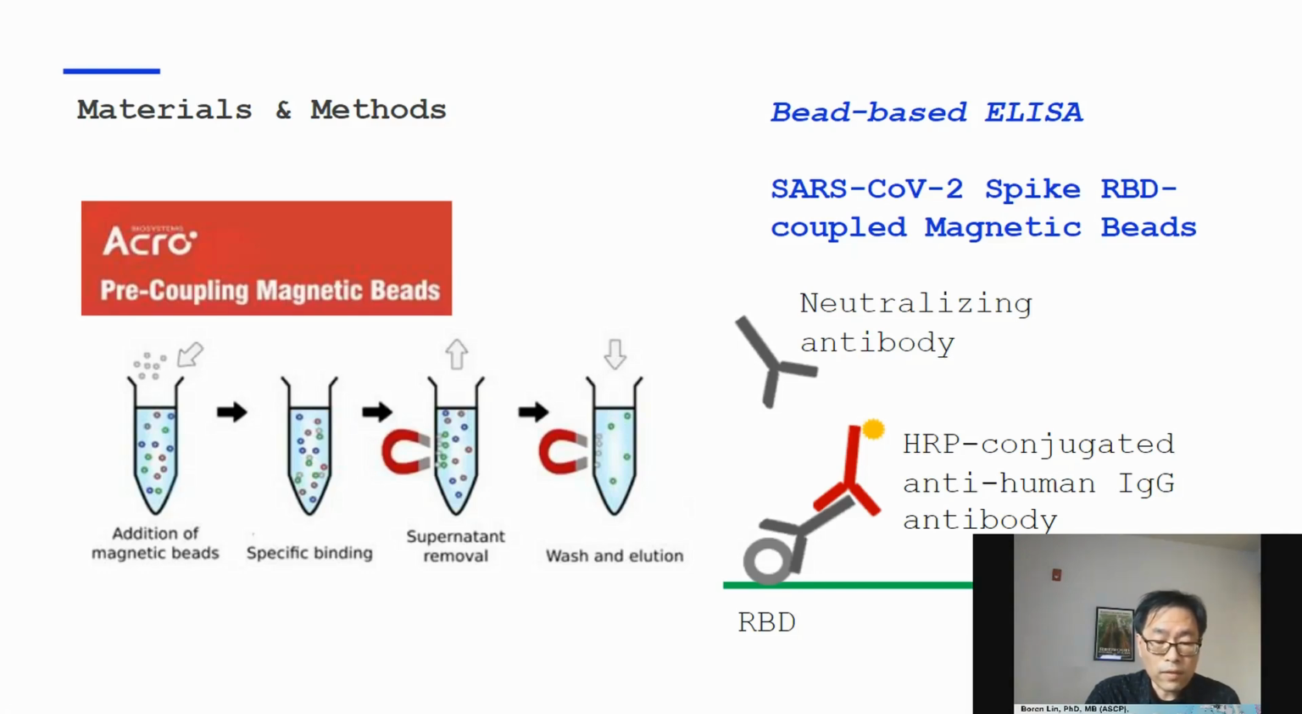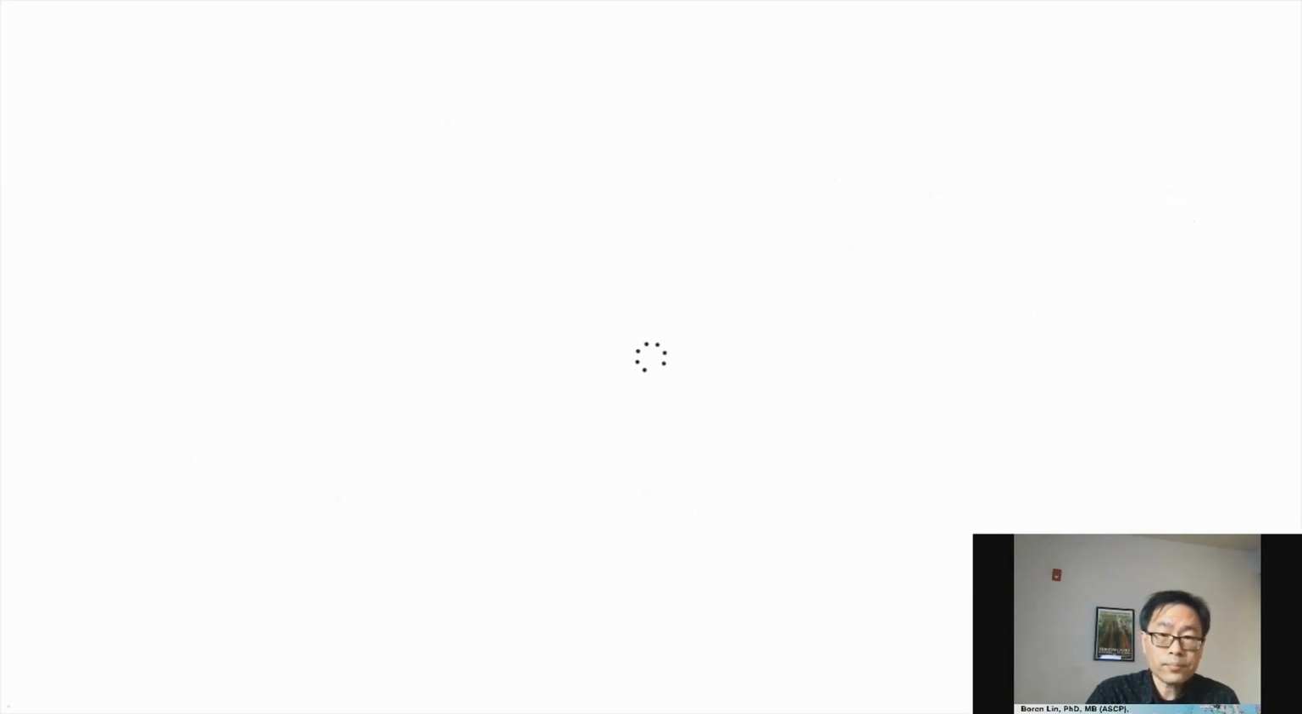signal development. And during the washing steps, the wash buffer is added and mixed, and then the whole complex can be moved aside with the presence of the magnet, so the supernatant can be removed.